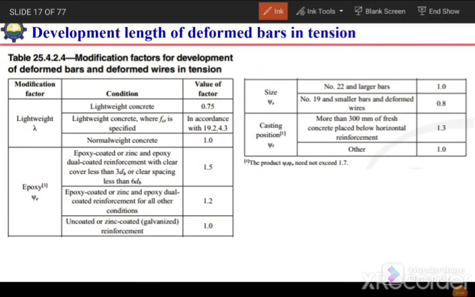Okay, next is from where we can get these factors psi t, lambda, psi e that are used in the detailed as well as the approximate equation. Lambda is a factor which is used for lightweight concrete. For lightweight concrete its value is 0.75, and if the tensile strength of the concrete is given, then we can calculate this according to section 19.2.4.3 of the ACI code. And for normal weight concrete its value is 1.